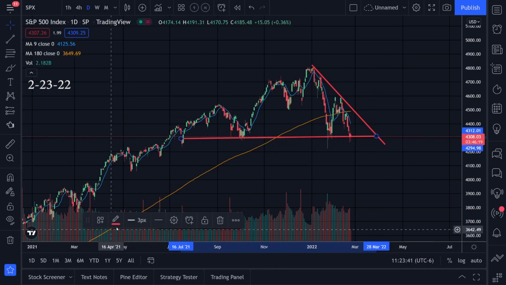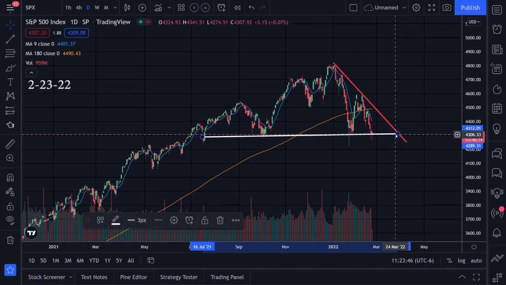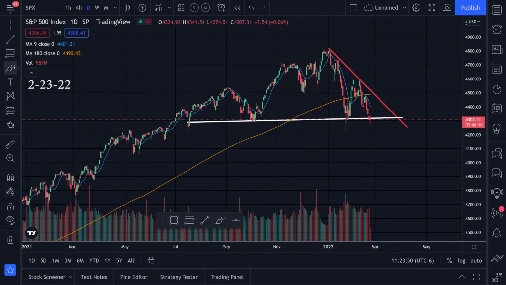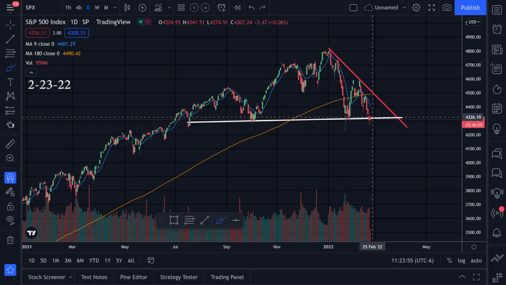Let me do this a different color. Let's go ahead and do this white. So what I'm thinking is if we break this trend line going to the downside, this is going to be a bearish signal, and we could possibly, like I was saying, it kind of looks like a head and shoulders pattern, but I don't really love head and shoulders patterns.